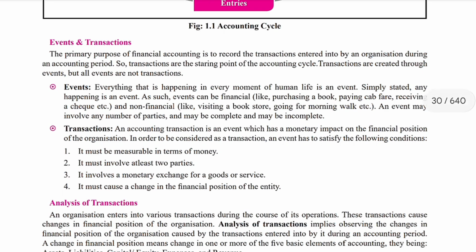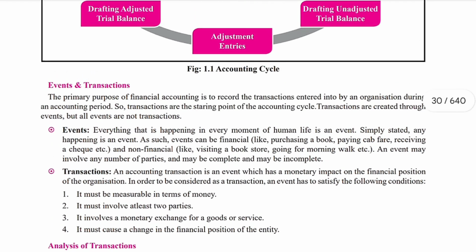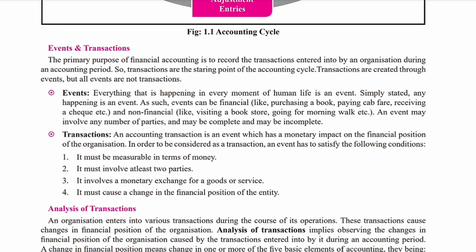Okay, then next is events and transactions. It is a simple topic only. If you ask me what is an event, why are we discussing event here is because in order to define transaction, we have to first understand what is an event. So event means everything that happens in our human life. That is what our study mat says. Like, I'm teaching you now, I'm teaching a class. So that is an event.